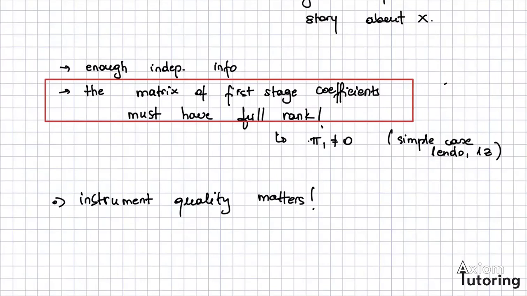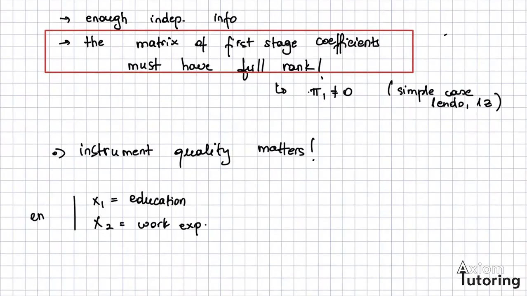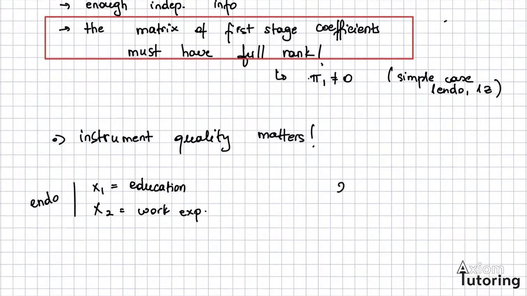What happens to the rank condition then when you have multiple endogenous variables? The rank condition becomes most important and most subtle when you have multiple endogenous variables. Let's assume that you have X1 as education and X2 as your work experience, both are endogenous variables. And let's assume that you have two instrumental variables, Z1 and Z2.